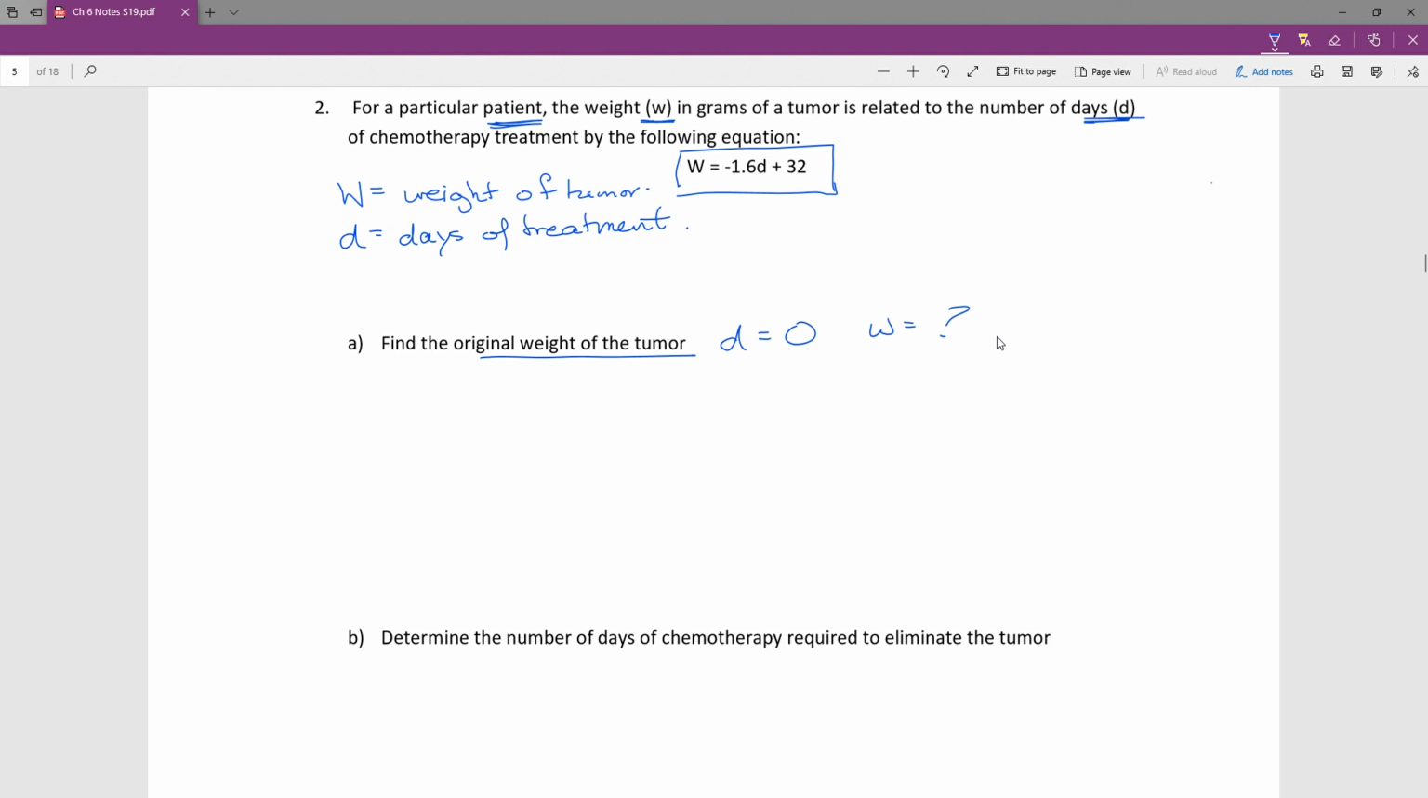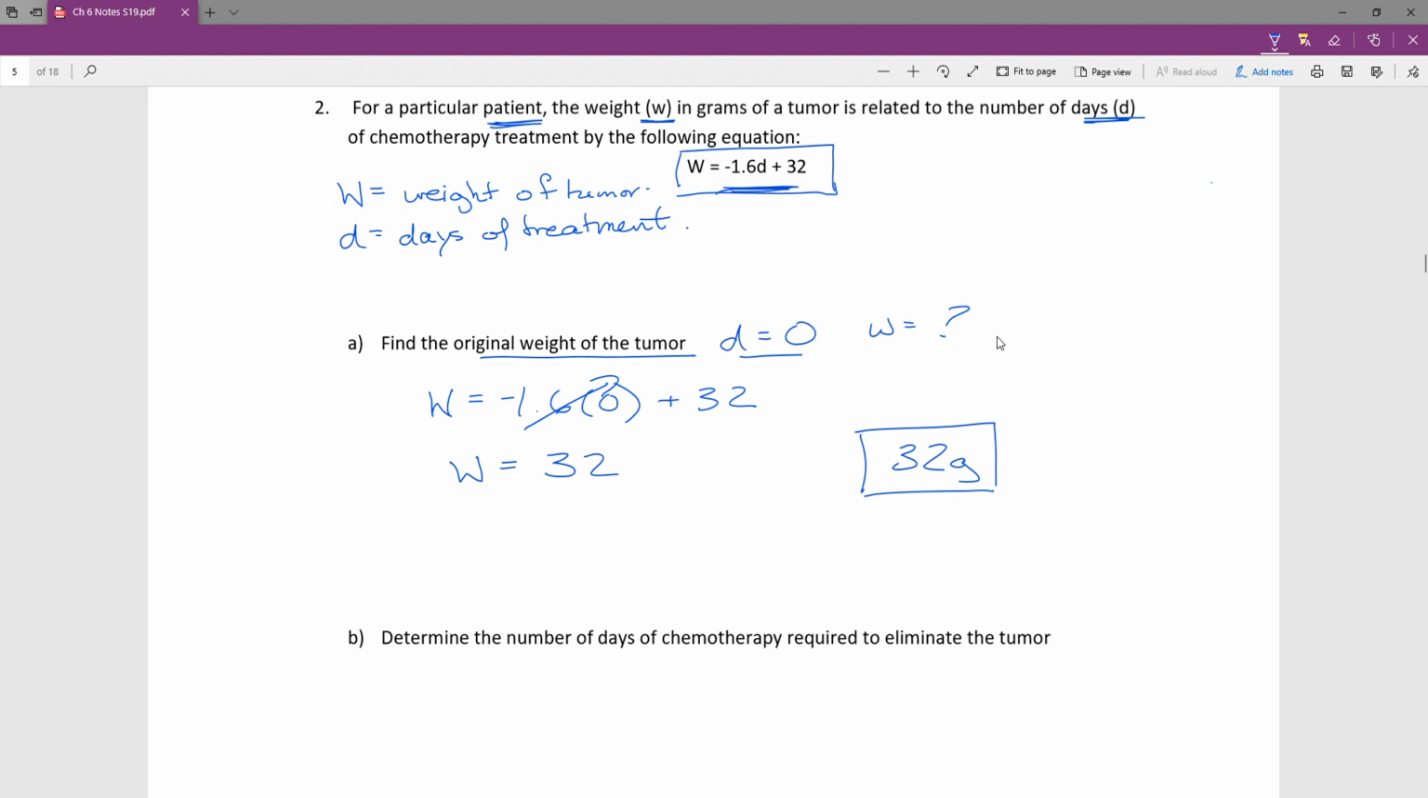And so what I would do is write W equals negative 1.6 times 0, subbing in 0 for D into the original equation, right? Plus 32. Anything times 0 is 0, and I have this habit of just kind of crossing it out. That means that the weight of the tumor is 32. So it's 32 grams initially. It's the original weight. It's before any treatment.